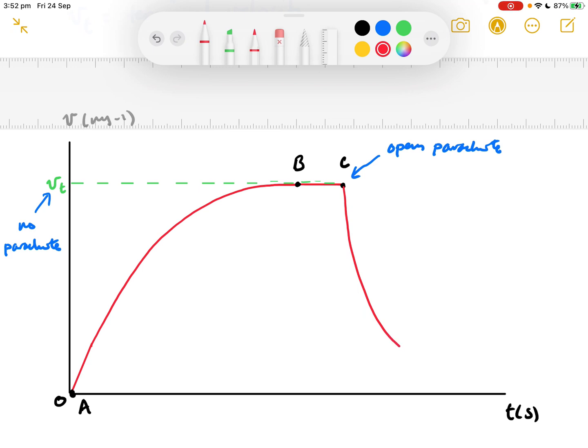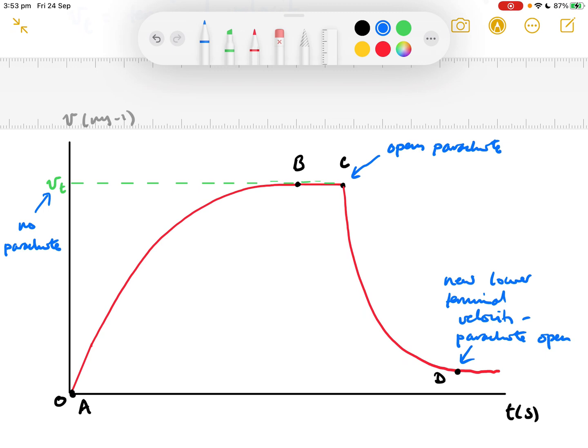But as he slows down, the drag force gets less and less, till eventually the drag force comes right down so that it equals his weight again, and he reaches a new terminal velocity. So at this point, we'll call it point D, he has reached a new lower terminal velocity. Parachute obviously open.